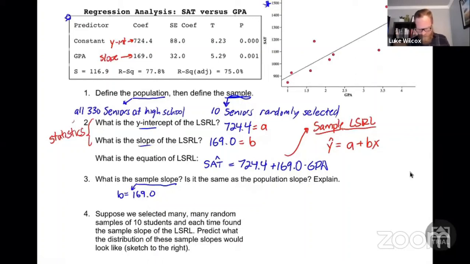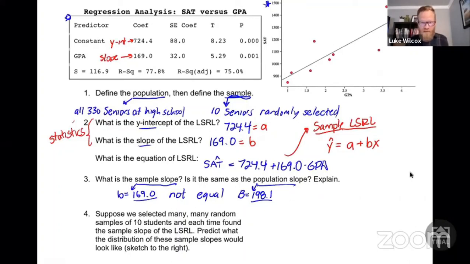And the population slope, that is the beta value from the previous page. If you look back, the true slope of the population LSRL was beta equals 198.1. So is this a good estimate? Yeah, it's a fair estimate. It's definitely not the same though. So I'm going to say right here very clearly that our sample slope is not exactly equal to the population slope. And the question is why?